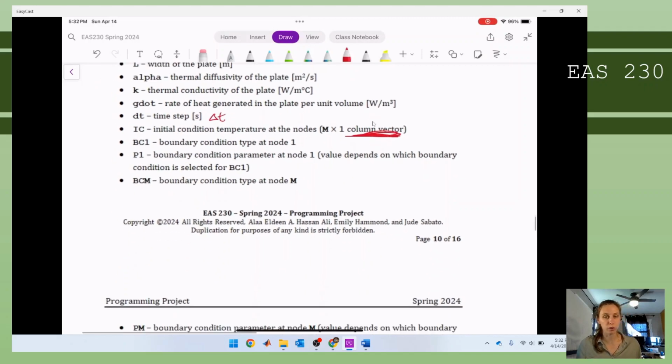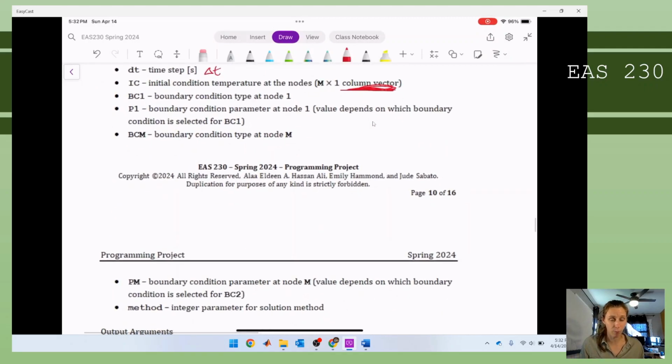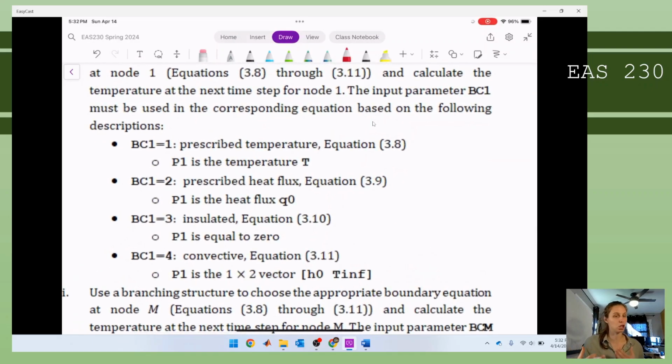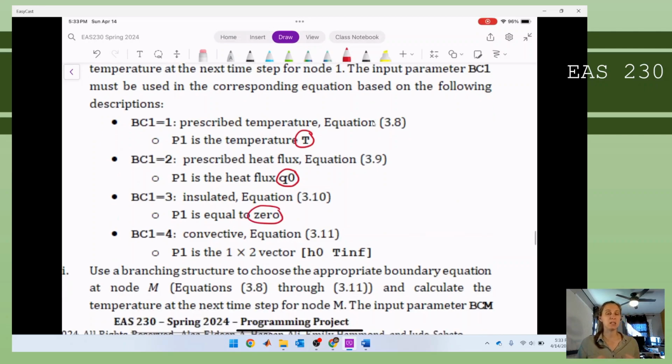BC1 is just a number, 1, 2, 3, 4. BC or PM or BCM, number 1 through 4. P1 and PM are a little bit more complicated. Let's go ahead and look down here. So here's our options. Like I said, BC1 is either going to be 1, 2, 3, or 4. P1 depends on what BC1 is. If BC1 is 1, P1 equals that constant temperature. If BC1 equals 2, P1 is the value of the heat flux, whatever you call it. If BC1 equals 3, then P1 equals 0. And if BC1 equals 4, then P1 is going to be a 1 by 2 vector, and that is h naught and T infinity. So it has two values.